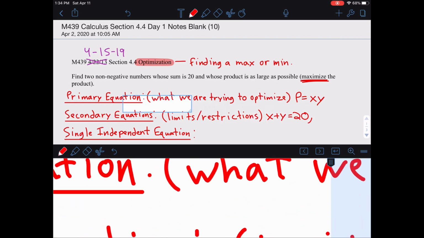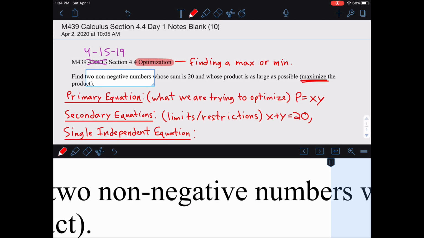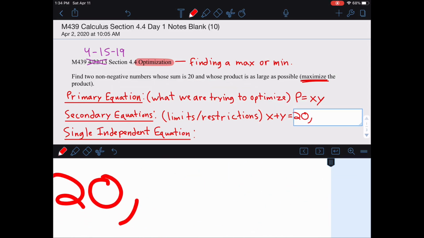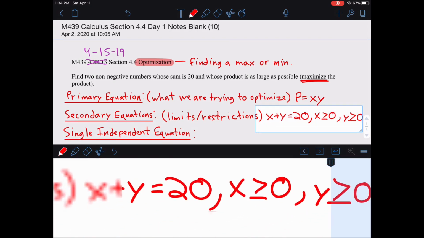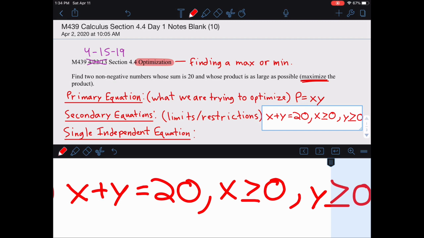Now, another limit or restriction I have here is that my two numbers, X and Y, have to be non-negative. So what does that include? That includes positive numbers, but it also includes 0. So X can be greater than or equal to 0, and Y can be greater than or equal to 0. Okay, so here are my three secondaries. These are some limits or restrictions on X and Y that are going to prevent us from making the primary as large as possible in this case.